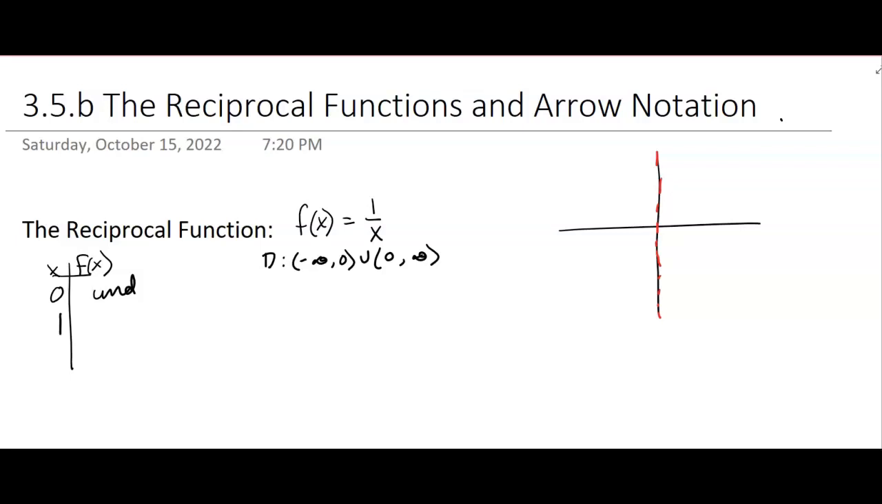Okay, but you could have 1. 1 over 1 is 1, and that's a point on the graph. So let's make the point 1, 1. We know that's part of the graph. Okay. Now let's just think about positive values. Let's think about this part of the domain.